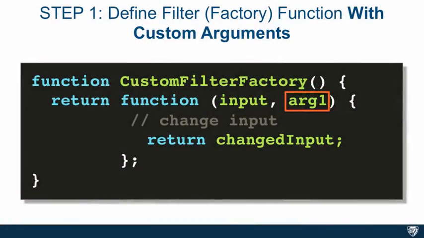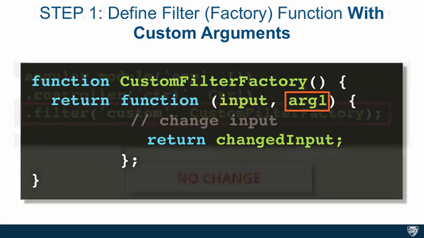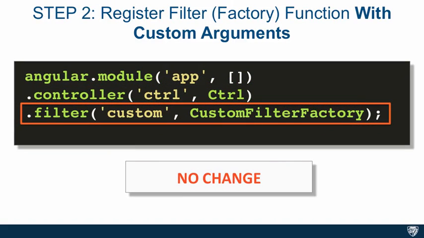The first thing you need to do is to define the filter factory function, except this time what you return is a created filter function with some additional arguments, besides the very first one, which is the input. The second step is exactly as it was before. You register the filter factory function, except this filter factory function is the one that's now returning a filter function that has custom arguments besides the input attached to it as well. So in this step, there is no change.